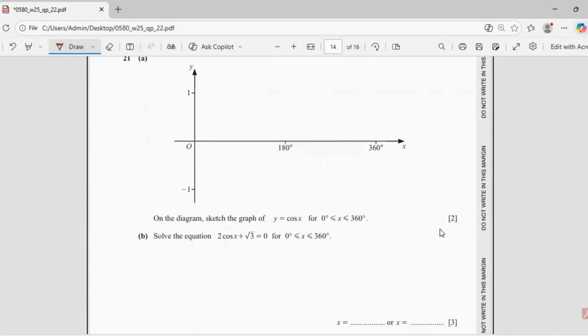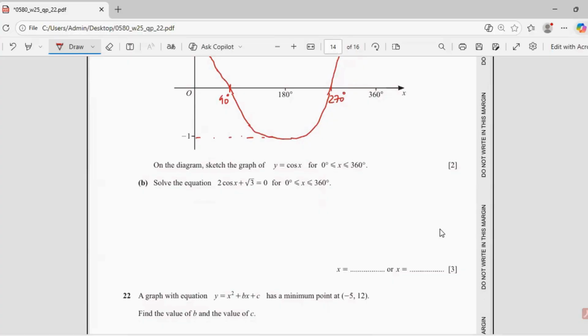Next question is to sketch the graph of y equals cos x in 0 to 360 degrees. So cos x starts from here. This goes here. So this is 90 degrees. This is 270 degrees. This is the graph. This is the minimum and maximum amplitude.